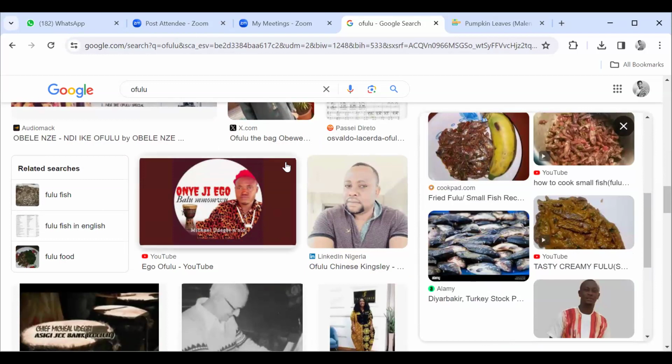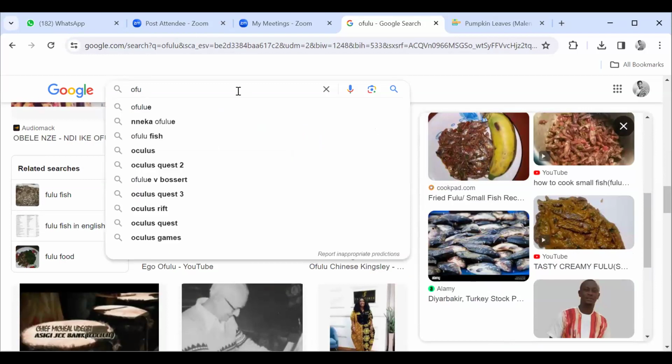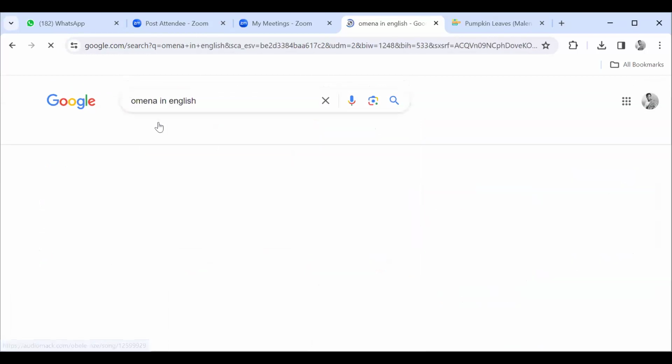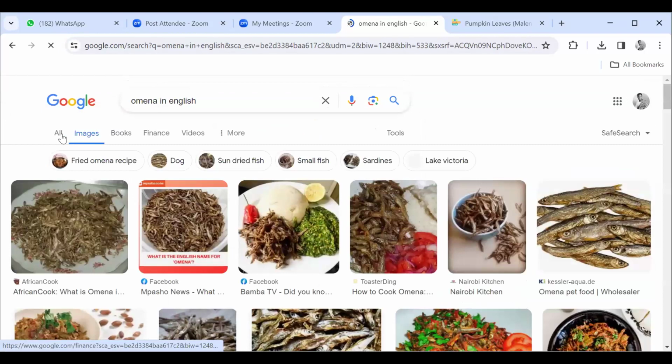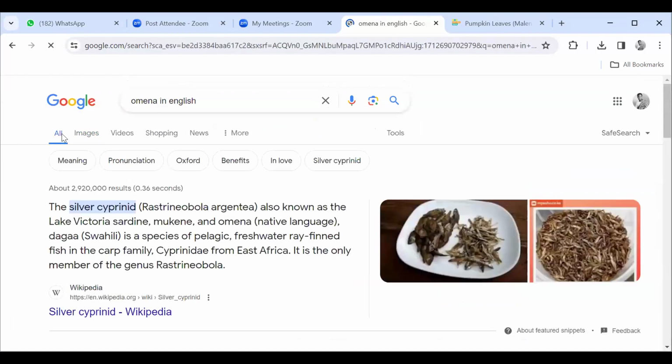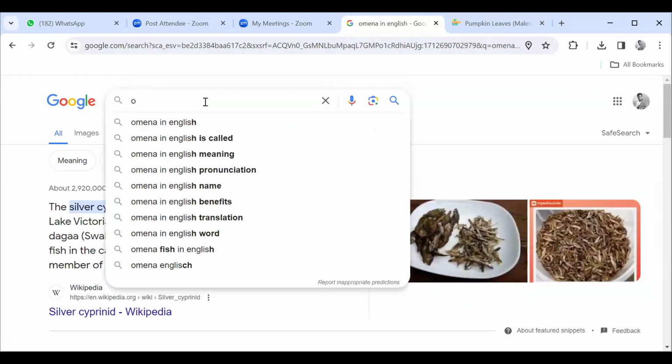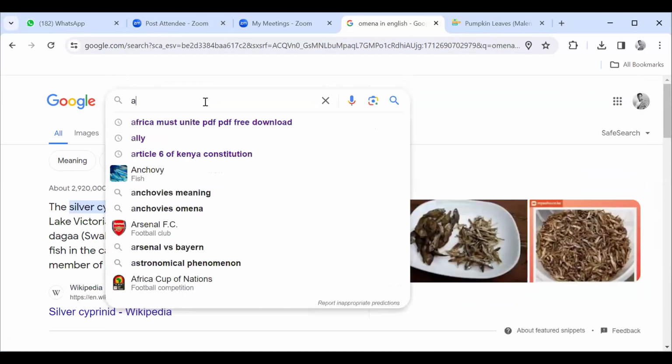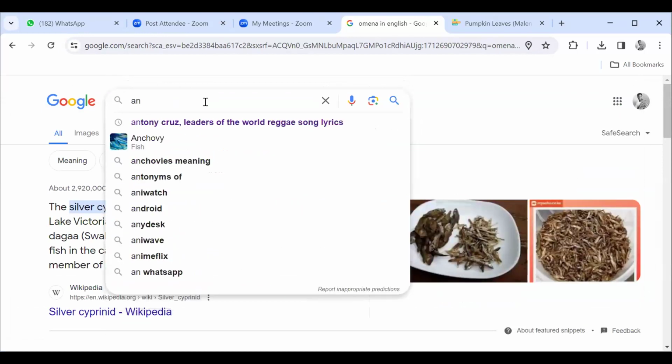Okay. A bit bigger than the initial one. So basically what you get is that omena. The omena one, we call it omena. I don't think it has any name in English. I'm not sure. Let me check if they have its name in English. They call it anchovies. The spelling is? A-N. Yeah, there we are, anchovy.